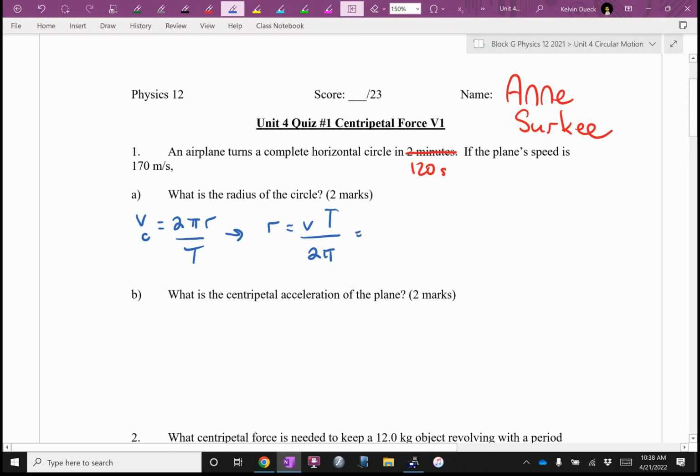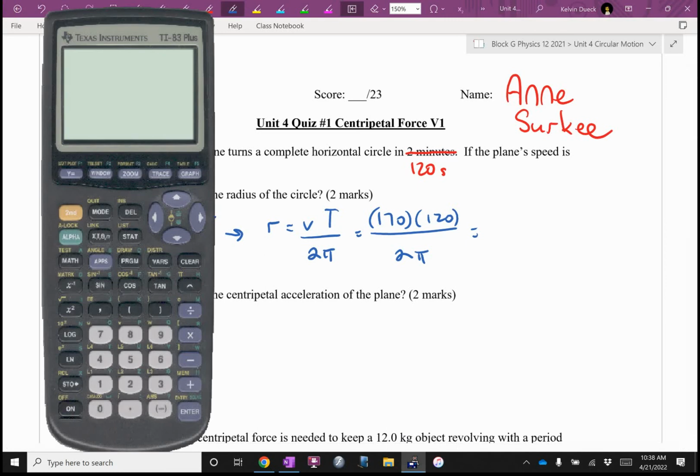So it's going to be v 170 times t 120 divided by 2 pi. 170 times 120 divided by, in brackets, 2 pi. And I got 3,200, and if I go to 3 sig figs, 3,250.